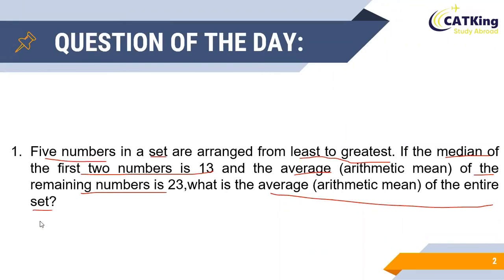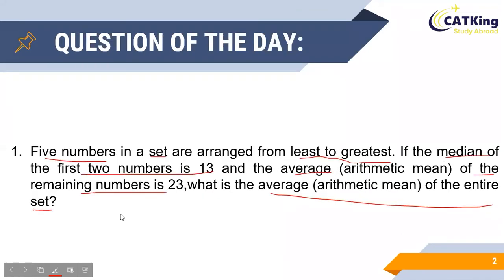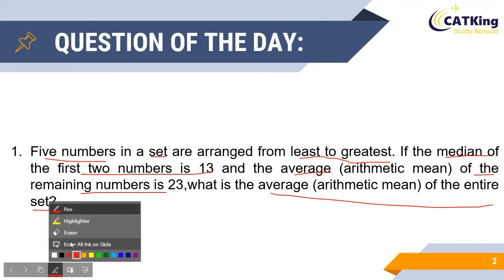Before we move on, I would request all of you to pause this video and try to solve this question on your own. In case you couldn't do it, do not lose hope since I am here to help you out. Before we move on to the detailed solution, let us take a quick glance at the correct answer. As you can see, the answer is 19. That is, the average of the entire set is equal to 19.